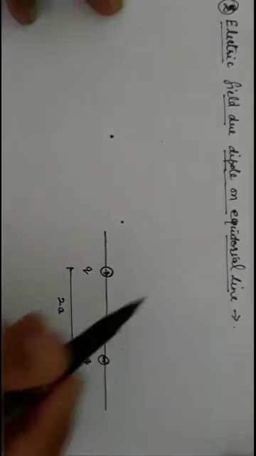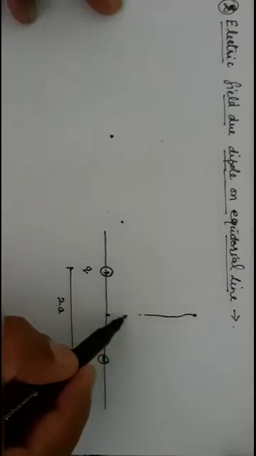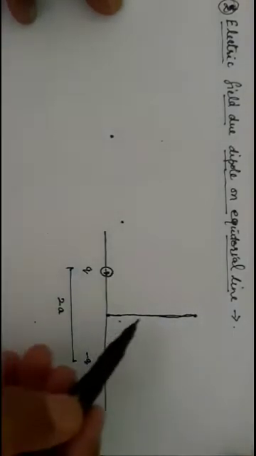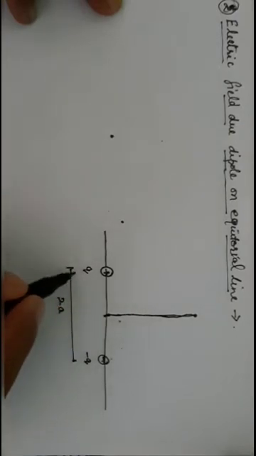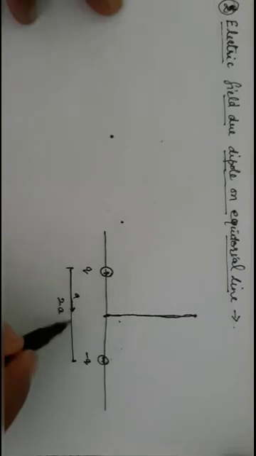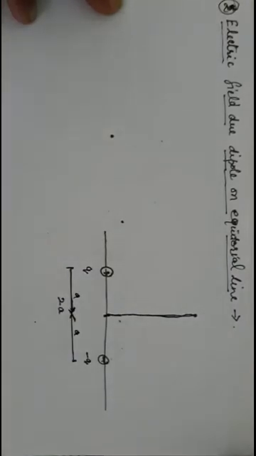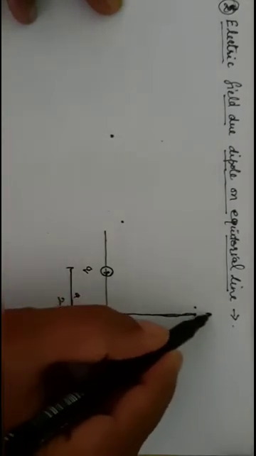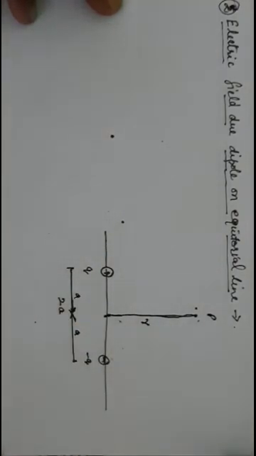Now we draw the equatorial line. The equatorial line is a line which is perpendicular to the dipole and passes through the center of this dipole. So this is our equatorial line passing through the center of this dipole. I take this distance from here to here as a, and from here to here is also a. Let P be the point at a distance of r from where we want to calculate the electric field.